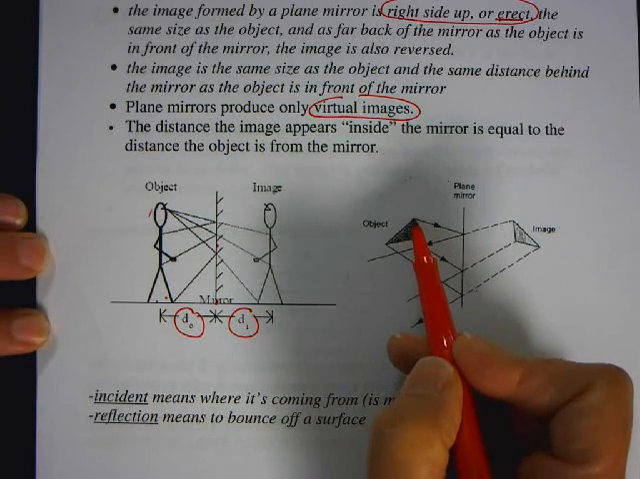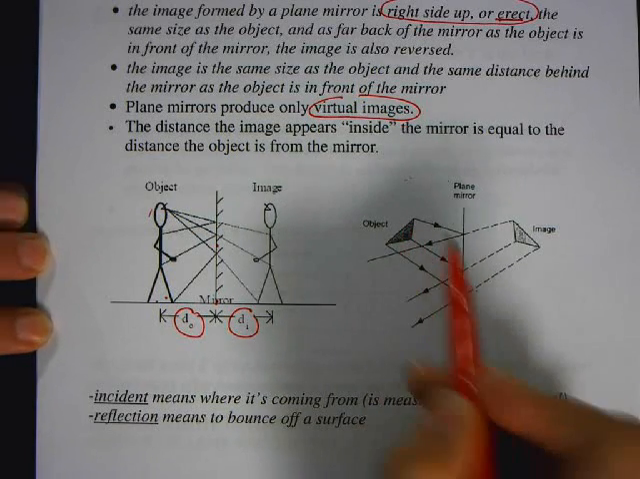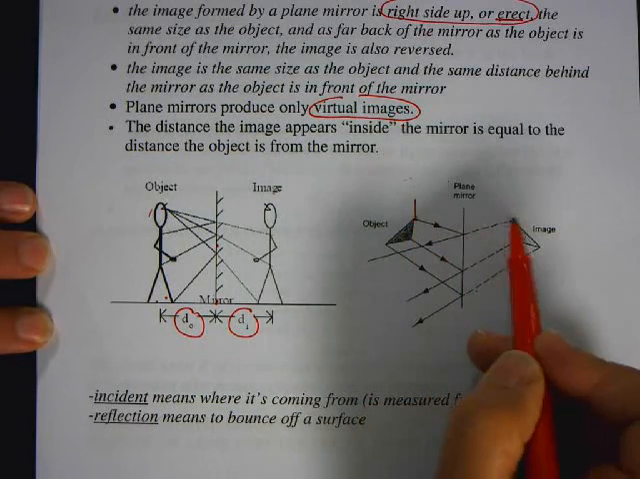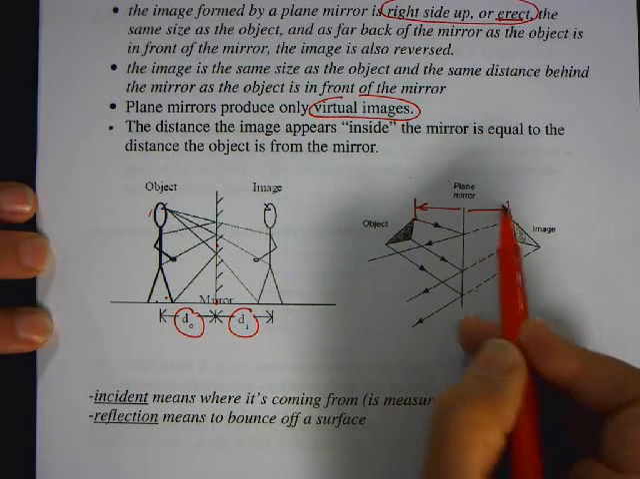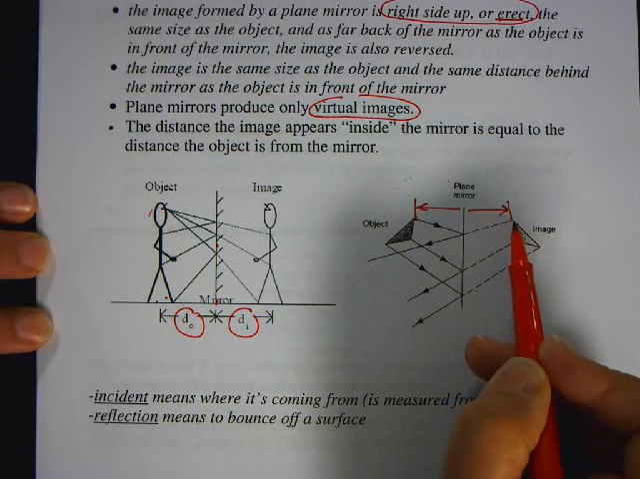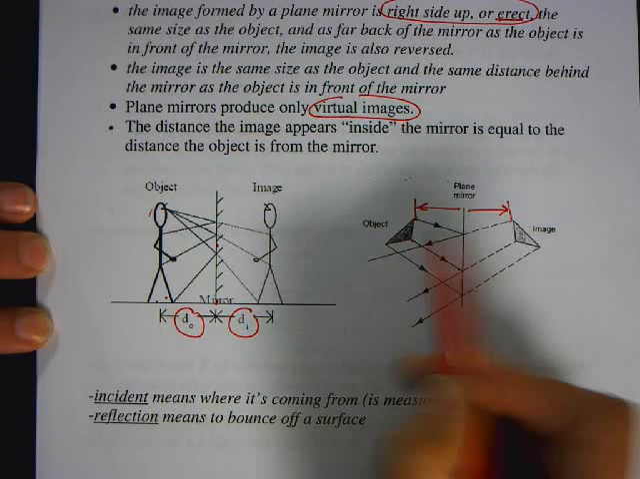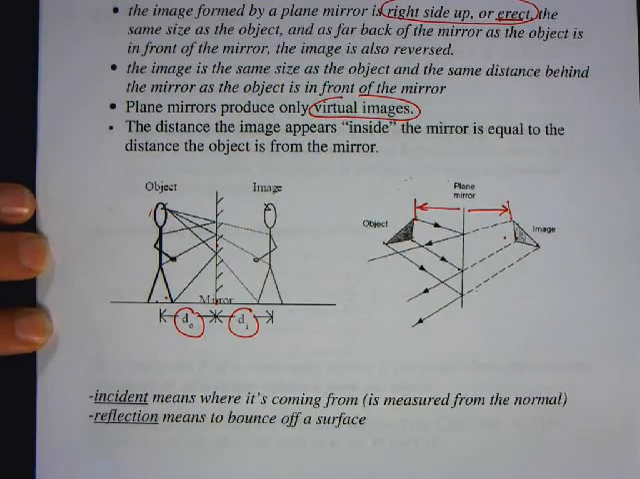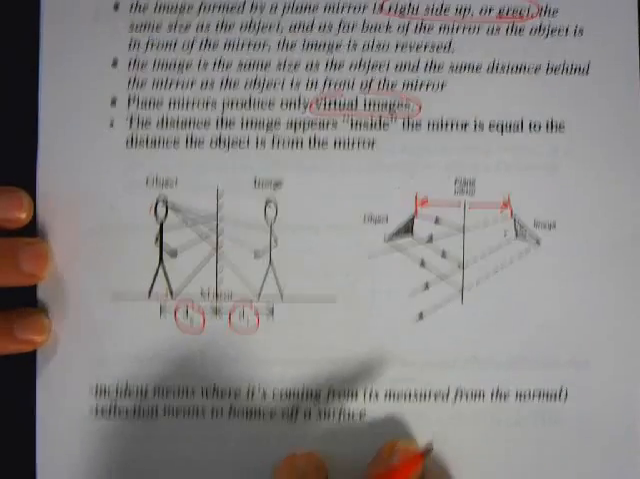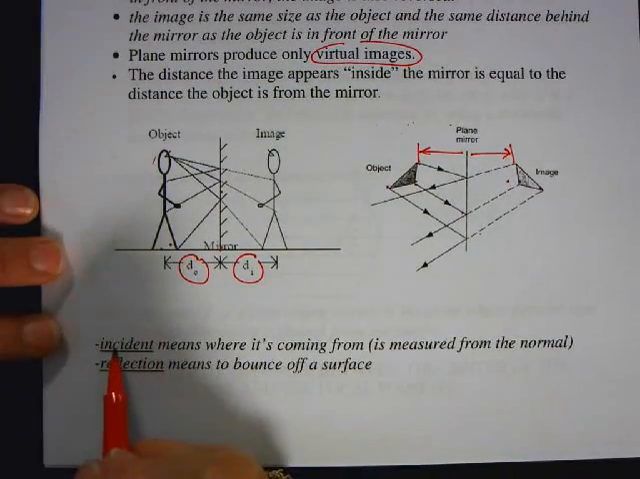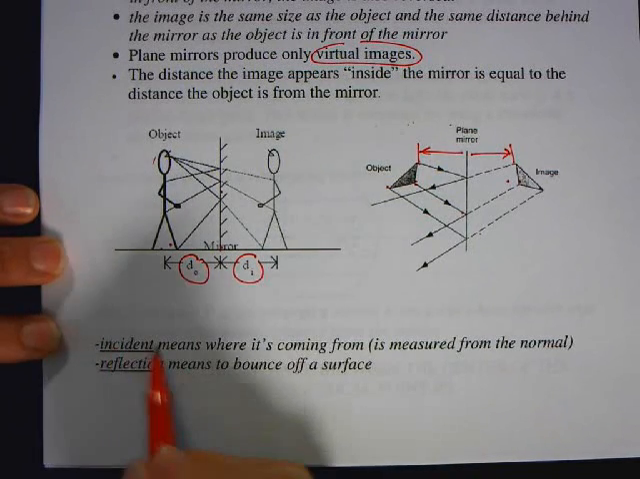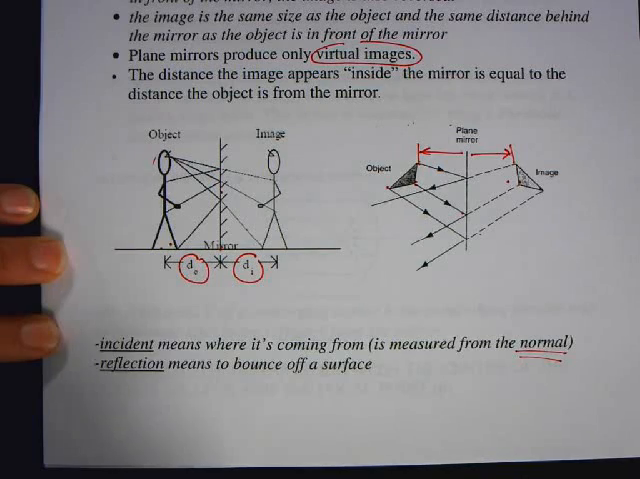So here's an object, it's a triangle. So here's the left, this one edge appears to be a certain distance. And you see that same edge appears to be a certain distance. Then this part seems to be that same distance, and then this outer edge also seems to be that same distance. So again, important words, incident means where it's coming from. Again, we measure this from the normal, that's our frame of reference, and reflected means the part where it's bouncing off of.